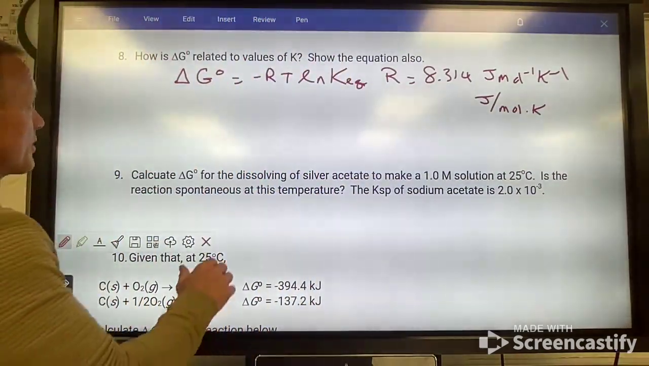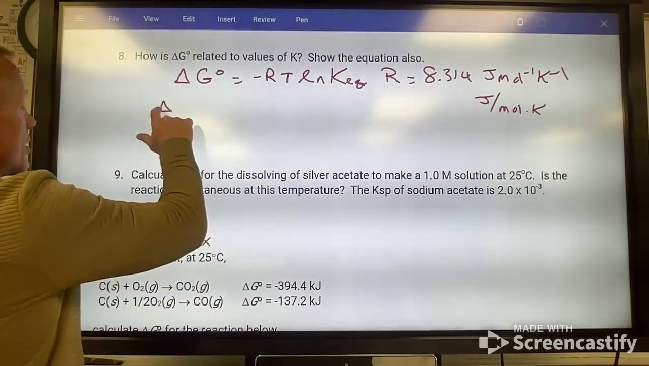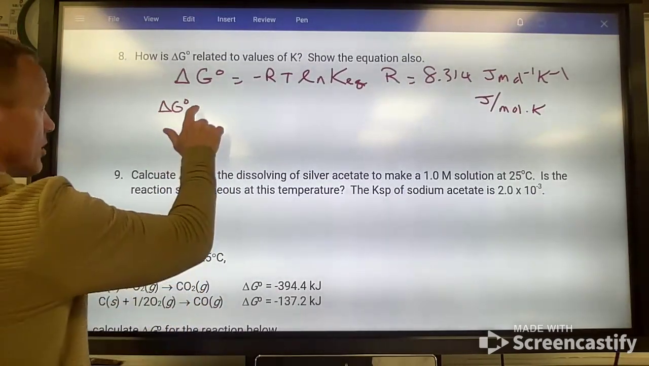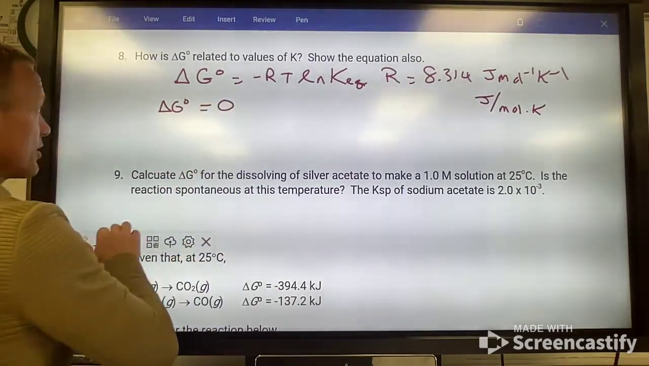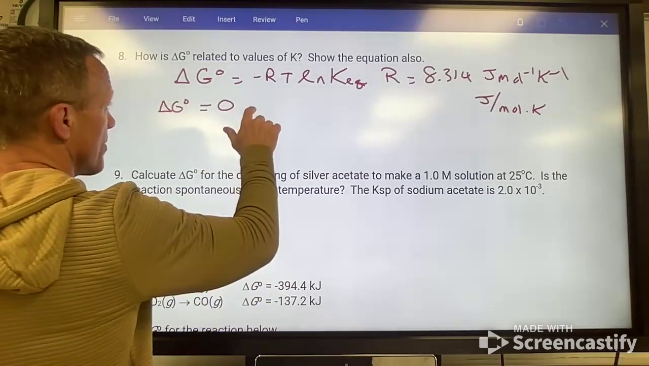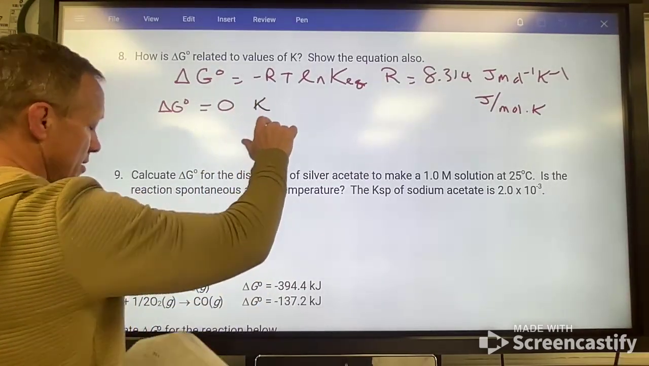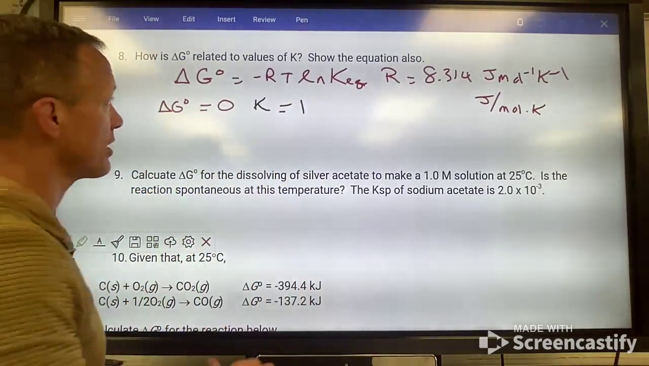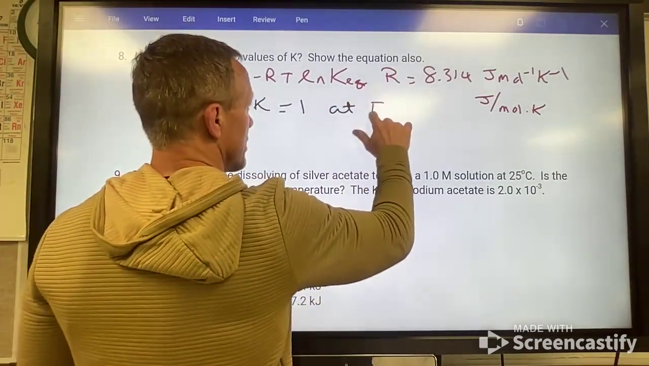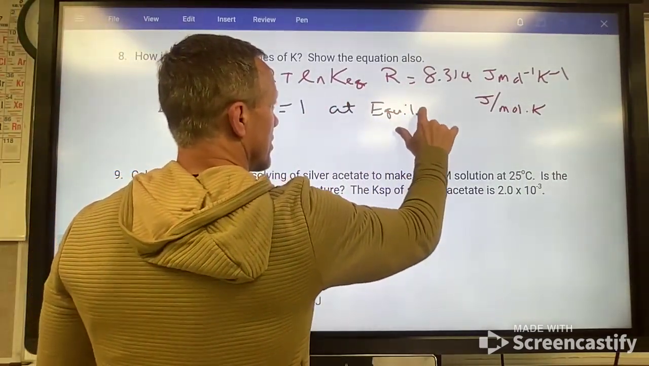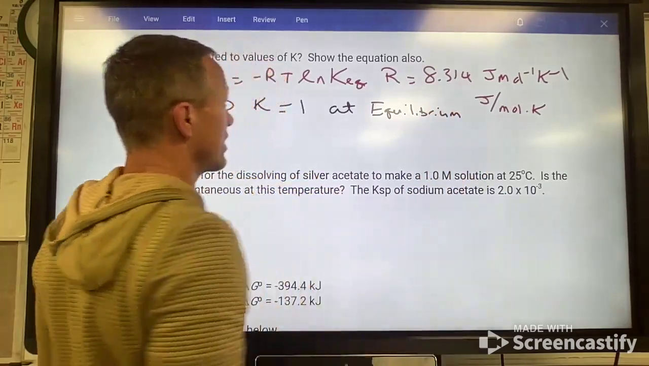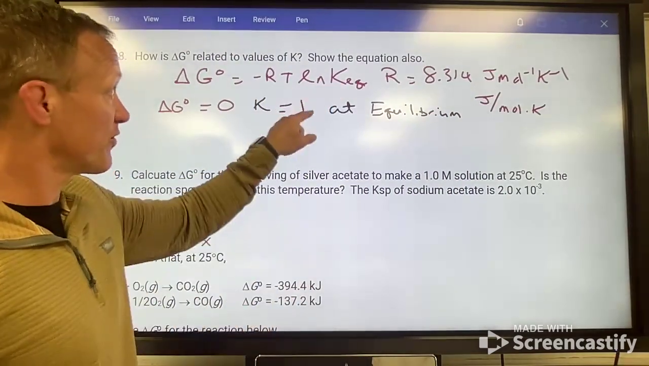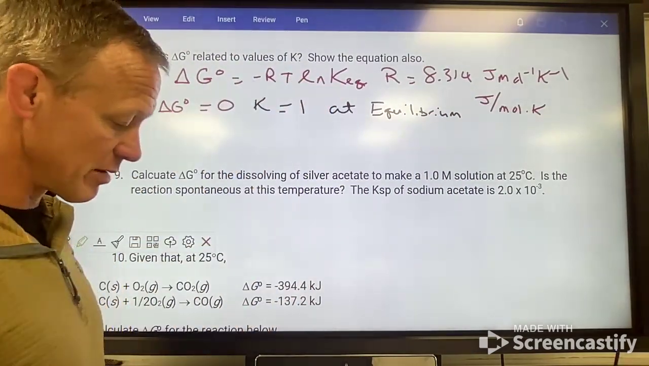What I really want you to know is this. When delta G is 0, that means K is 1. Your equilibrium constant is 1, and we're at equilibrium at that point in time. Natural log of 1 is 0. So if you put a 1 in right there, that does make delta G become 0.